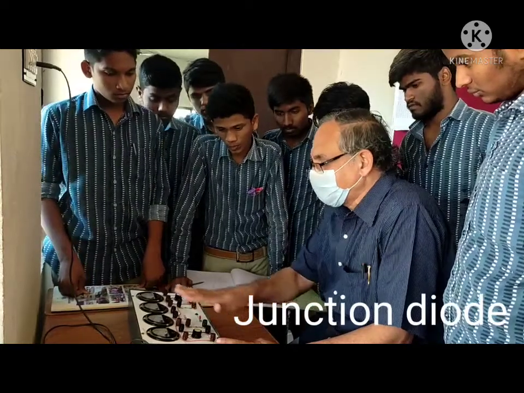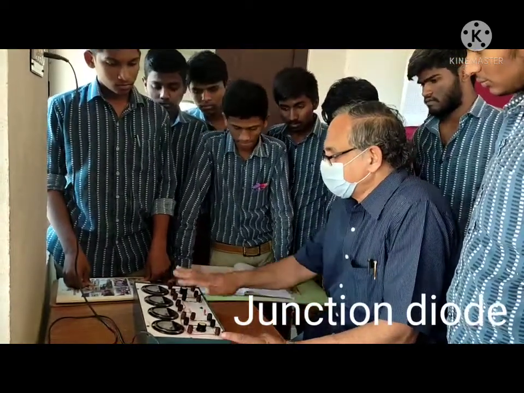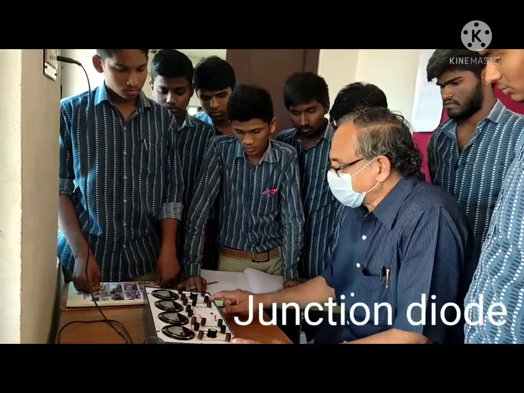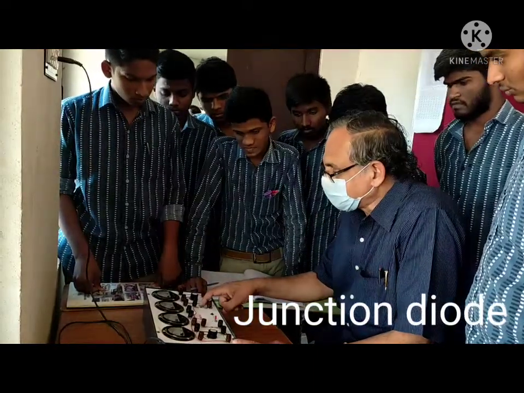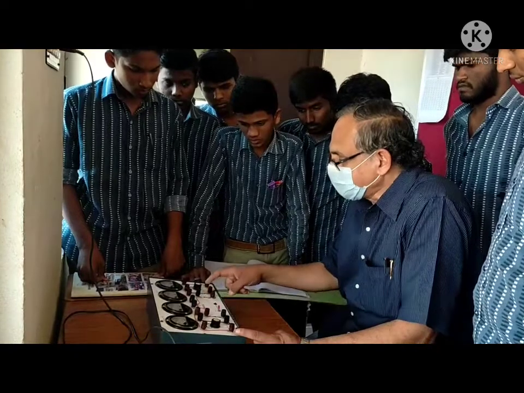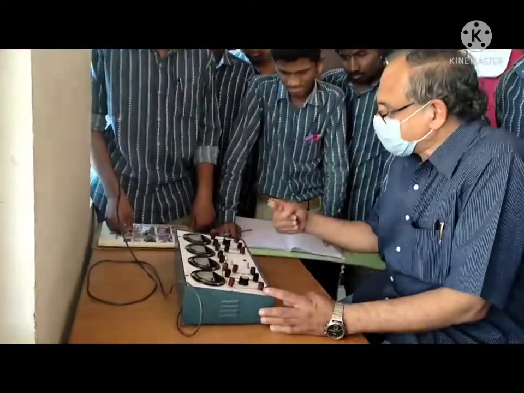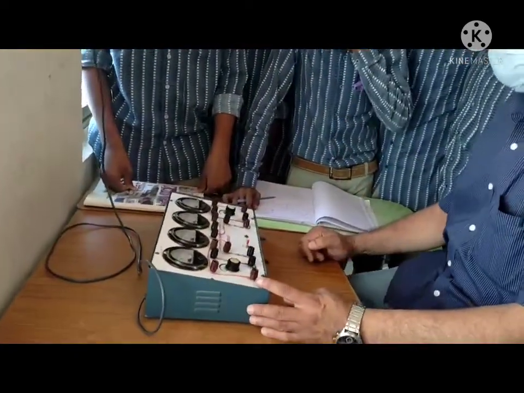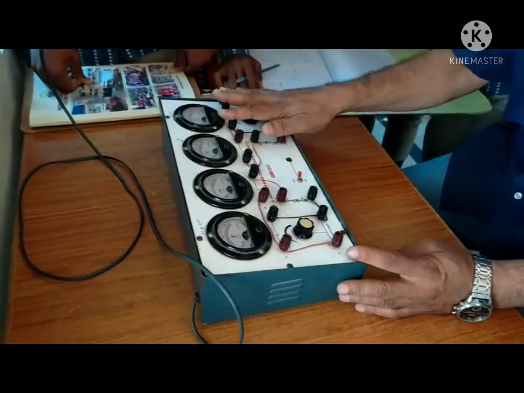...of the battery, that is called forward bias. This entire section is called reverse bias because N-type material is connected to the positive terminal of the battery and P-type material is connected to the negative terminal of the battery. So that is called reverse bias.